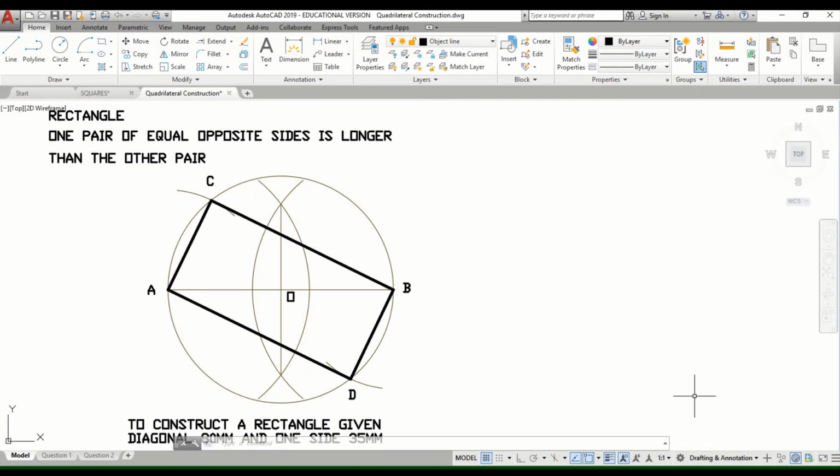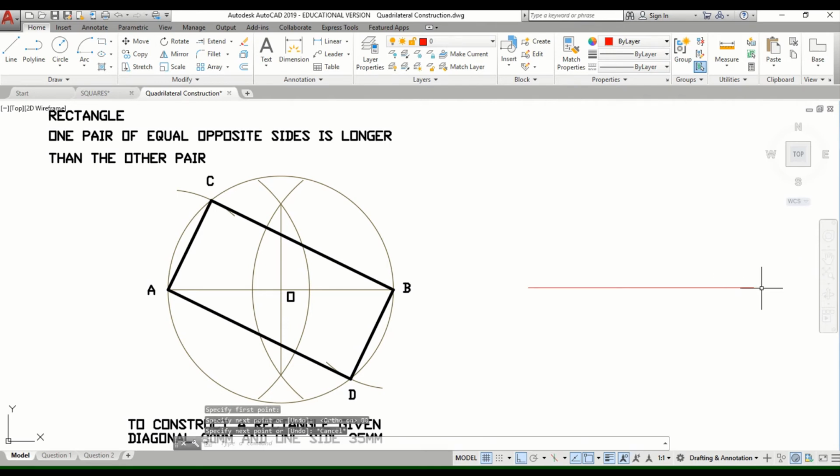In this construction, we will be constructing a rectangle when given its diagonal and one side. In this case, we are given a diagonal of 80 millimeters and one side of 35 millimeters. So I'm going to start with the construction line. Using the line tool, we will draw the diagonal, put on the auto, of 80 millimeters.